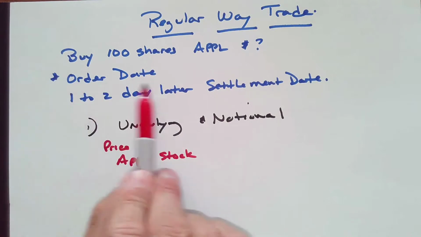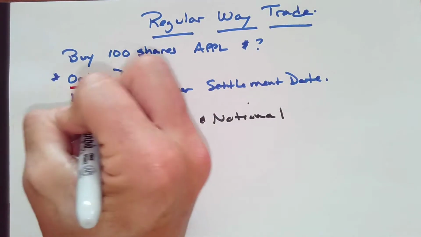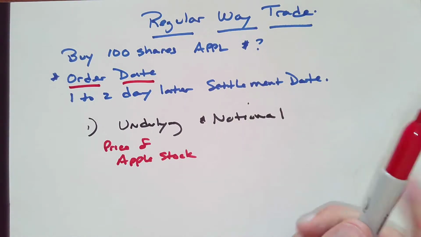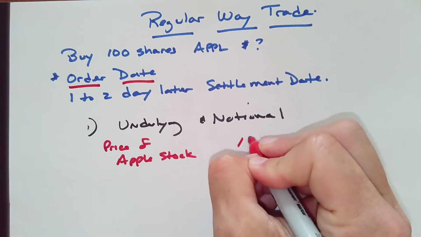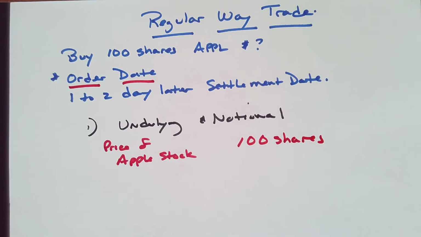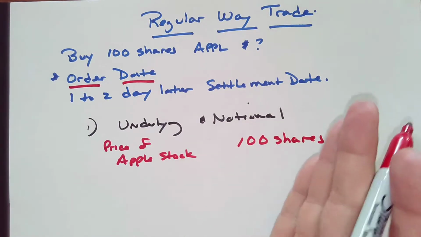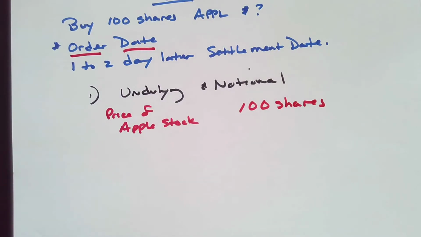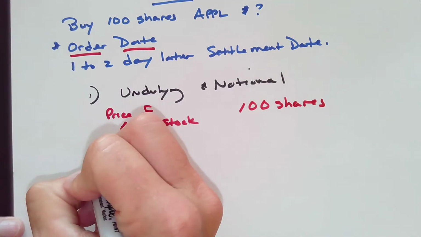Because all I've done on the order date is I have put in an order to buy 100 shares. I actually haven't given them any money yet. And the notional here is 100 shares. So we qualify on criterion 1. Criterion 2, little or no initial investment.